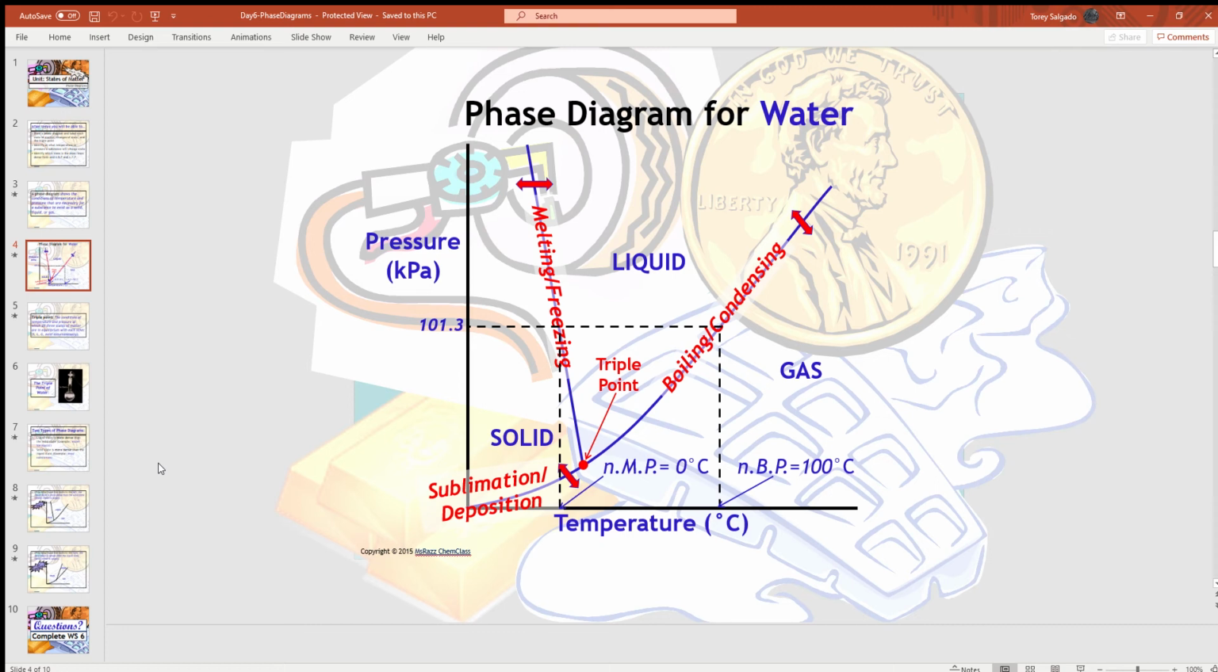So let's start over to the left. We see that big bold word, solid, and underneath solid we see sublimation / deposition. So this is the area, right, low pressure and low temperature, where we're going to have solids going straight to gas and gas going straight back to solids. So this is what's happening right there, sublimation and deposition.